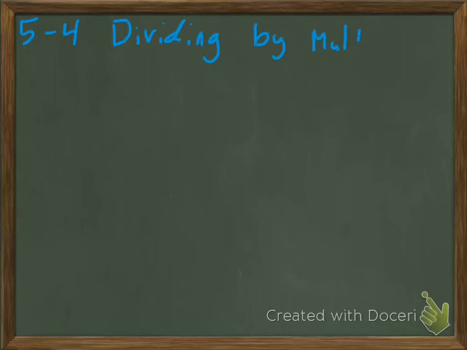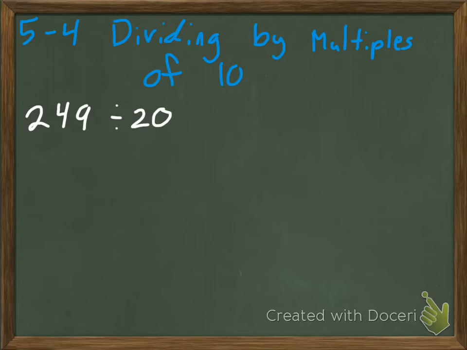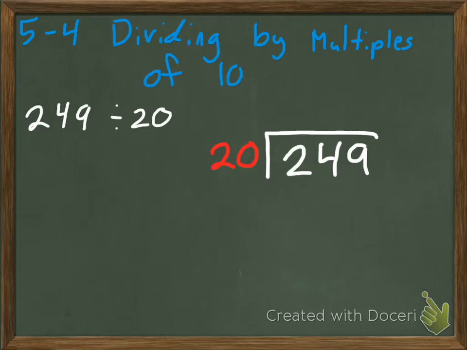Lesson 5-4 is going to be dividing multiples of 10. So in my division problem, I'm going to have 249 divided by 20. And I'm going to rewrite that as long division. The first number always goes in the house. So 249 divided by, and then I'm going to put the 20 on the outside.